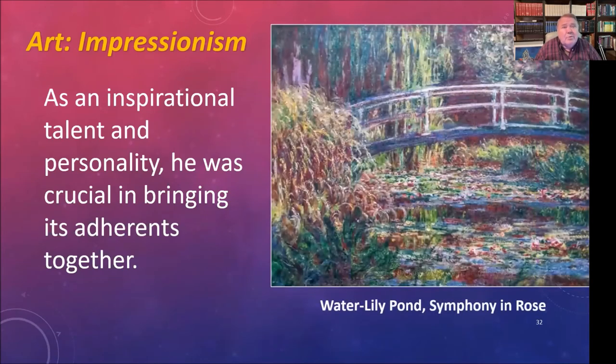field of Impressionist art. And what you're looking at here is the Japanese bridge. It's got this pond in the backyard. It's filled with water lilies. He's got this bridge. This same setting will be painted all throughout the year, different seasons of the year. So I don't know, this looks to me like maybe a spring season, possibly fall. I'm not sure. It calls it Symphony in Rose. The harmony of all of the colors here.